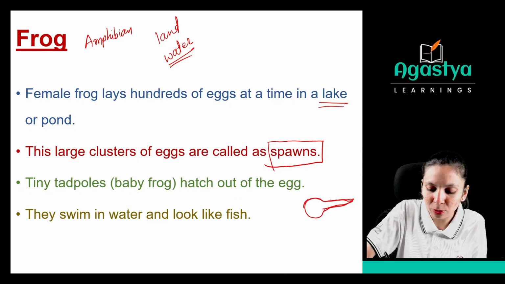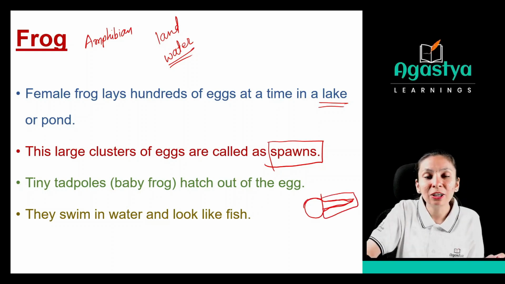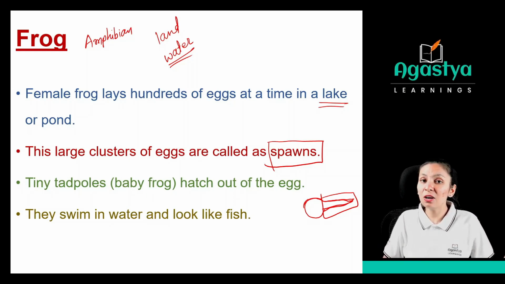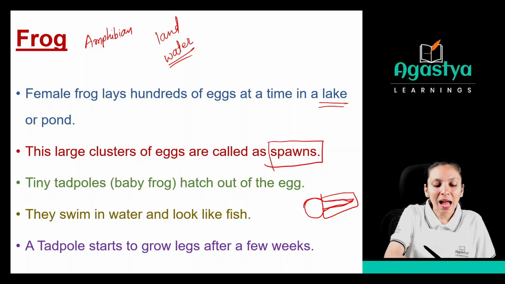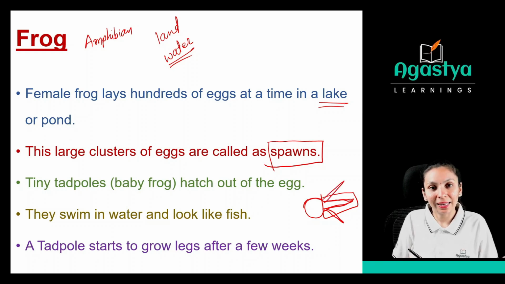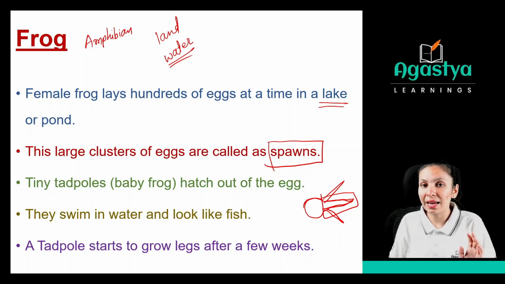Imagine the tadpole. They have this tail-like structure, with which they swim in the water, and they will look like a fish too. Now a tadpole starts to grow legs after a few weeks. So after a few weeks, it will develop some hind legs, as we have seen in that last picture. So the back legs were developed first.